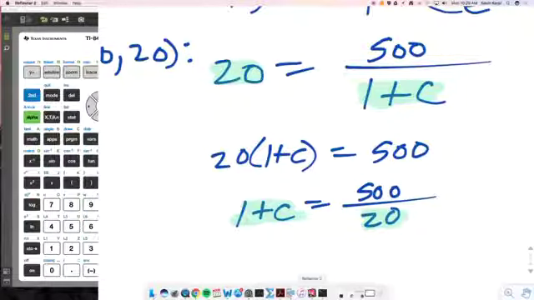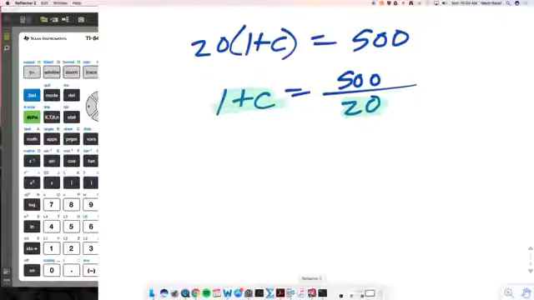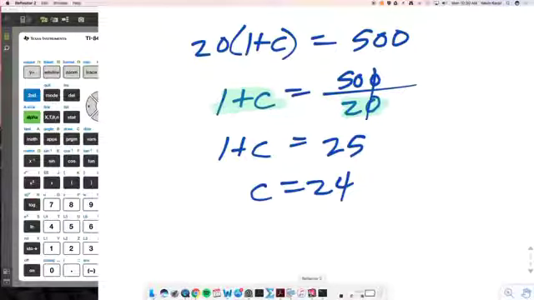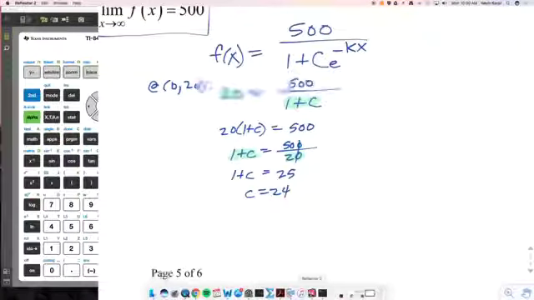And algebraically, we know why that works. So you could go straight from 20 equals 500 over 1 plus c to 1 plus c equals 500 over 20. And I wouldn't need to see that middle step. Now, 500 over 20, that divides out the trailing zeros. So half of 50 is 25. Subtract 1, and you get 24. So c is equal to 24.